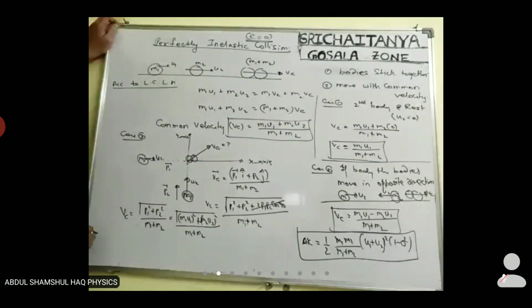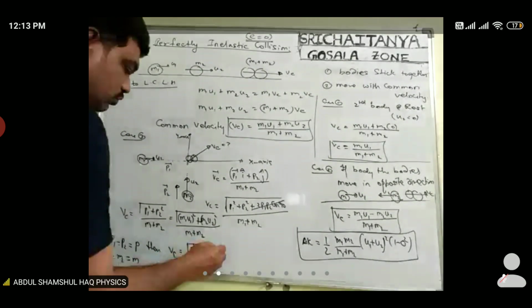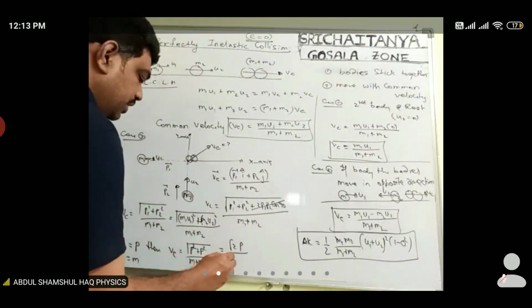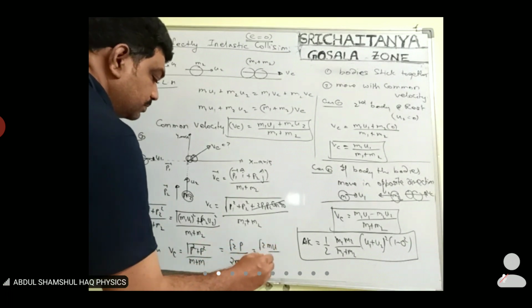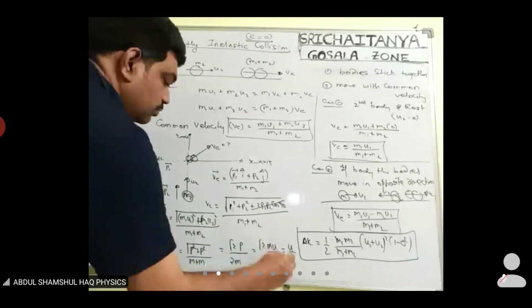Suppose in a special case, both the momenta are same, P1 equal to P2 equals P. Then what is the v common velocity? That would be root of P square plus P square whole divided by m plus m. Momentum is the same and masses are also same. In that case, it can be taken as root 2 P divided by 2m, so root 2 into m u divided by 2m. The m gets cancelled. So this velocity will be u by root 2.